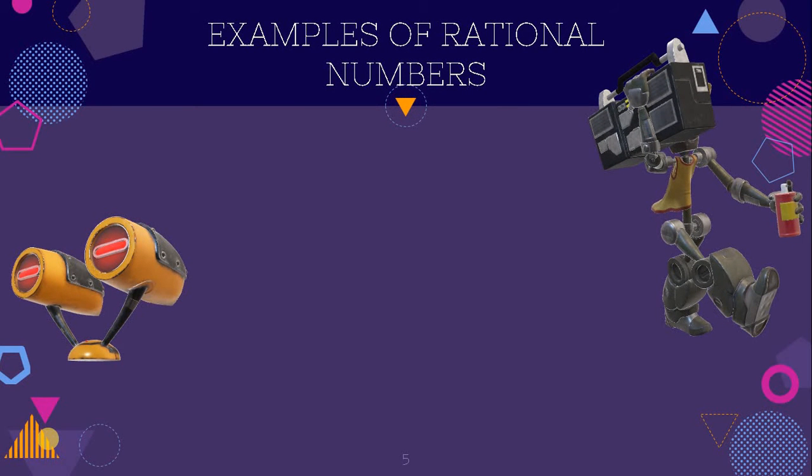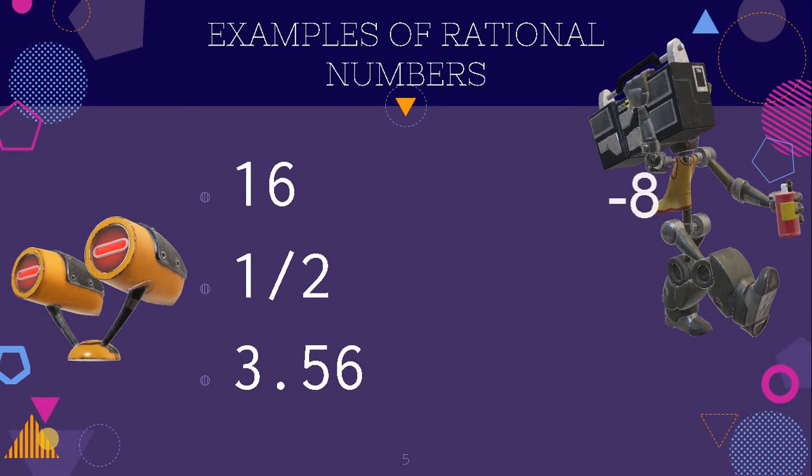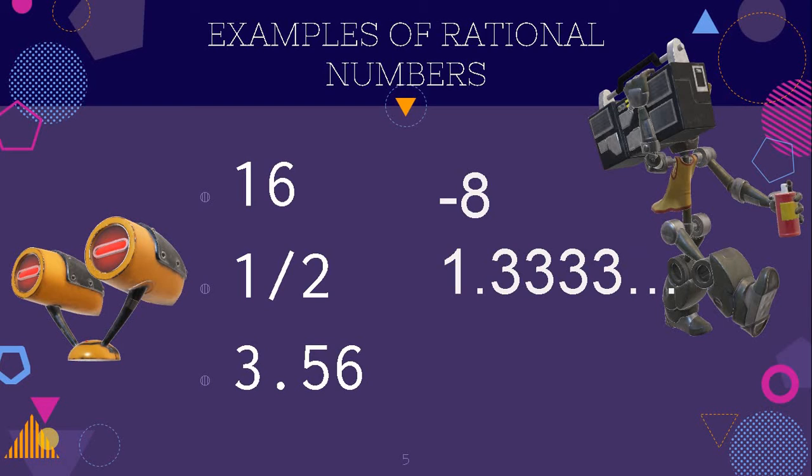So we have examples of rational numbers. Number 1, 16, 1 over 2, 3.56, negative 8, 1.33333, and continue, and negative 3 over 4. These are examples of rational numbers.